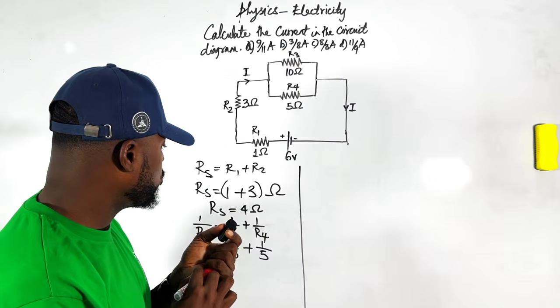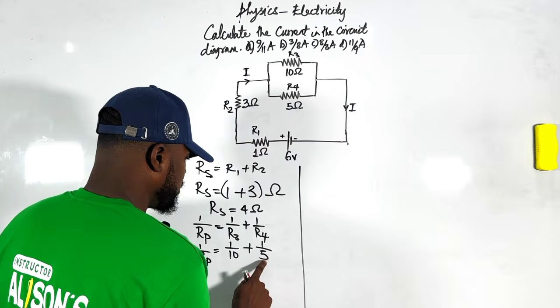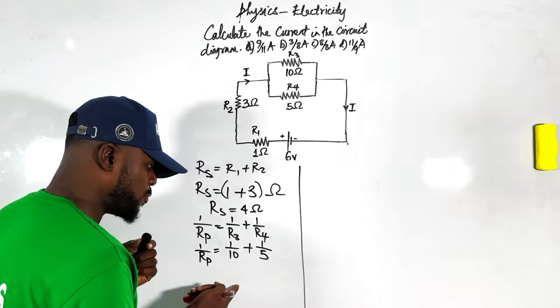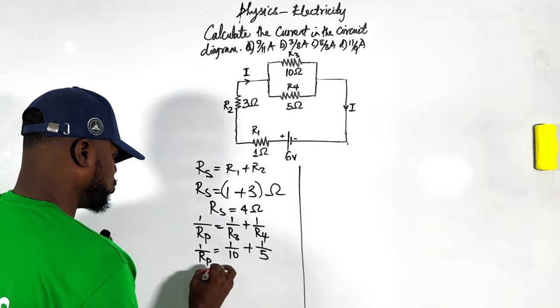Now, if you want to look for the LCM of this particular one, it's simple. Either you multiply this one by this one, this one by this one, and this one by this one, or you just look for the normal LCM. So if you want to look for the normal LCM, just do it like this.